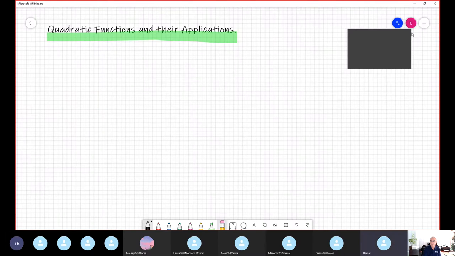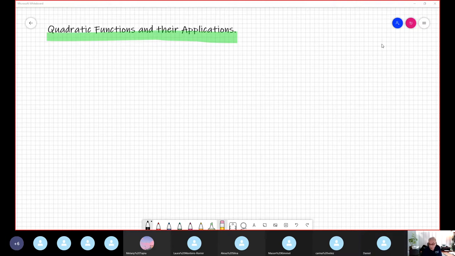Okay, ready. Are you familiar with the quadratic function? Because we worked on it before. So we have two different ways. We study them in detail now.